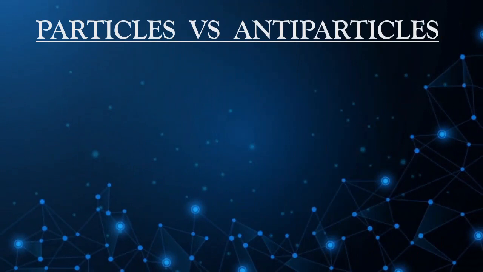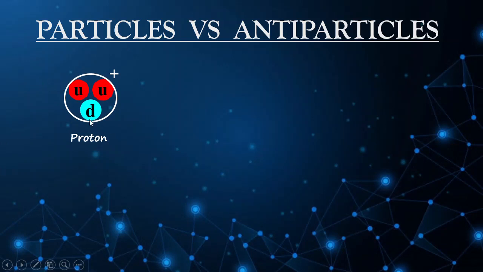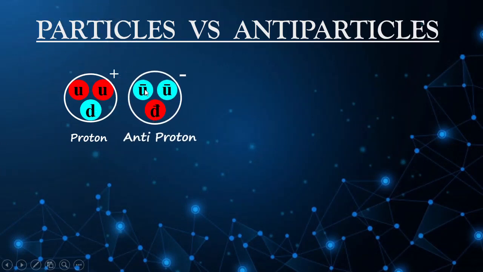Now the question is, how does a particle differ from its antiparticle? That's an interesting question. So let's see. A proton consists of two up quarks and one down quark. Similarly, an antiproton consists of two anti-up quarks and one anti-down quark. Proton has net positive charge. Antiproton has net negative charge.